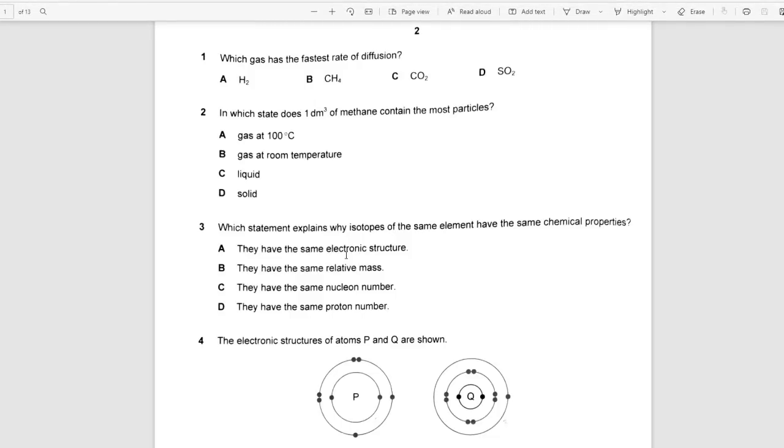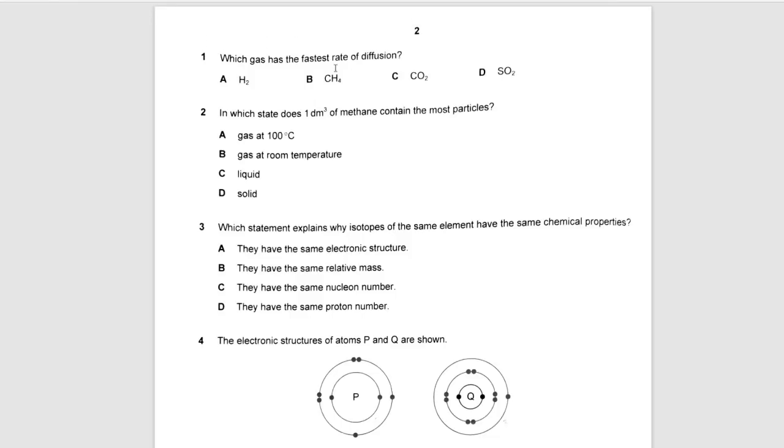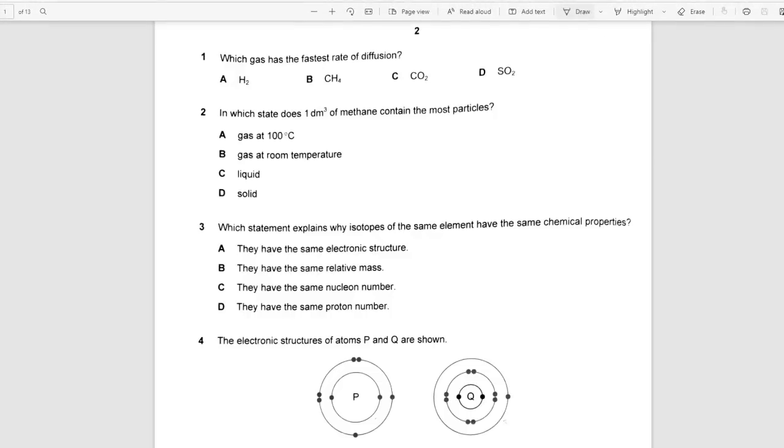The first question: which gas has the fastest rate of diffusion? Okay, so whenever we're looking at diffusion, we have two factors. One of the factors is temperature. The second factor is the RAM, or the mass of the molecule. So in this case, the best one would be the mass of the molecule, isn't it? So if I calculate the mass of the molecule for each of the following, right?